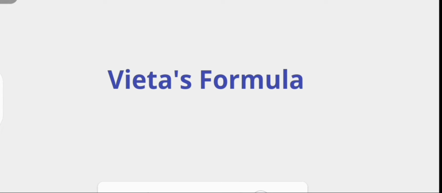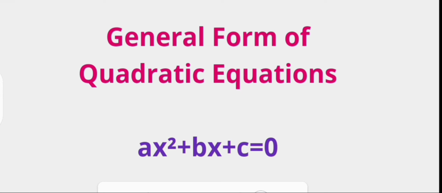We will derive the formula and we will also apply it. So make sure you watch to the end as we take you on the ride. First, we are going to start with the general form of quadratics. The general form of quadratic equations is ax squared plus bx plus c equals 0. We are going to call this equation 1.